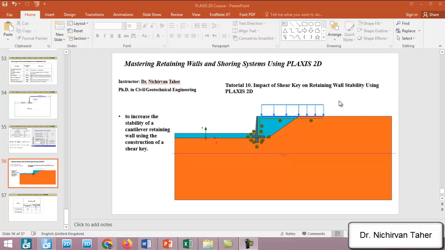So this is tutorial number 10, and in this example we are going to investigate the effect of shear key on retaining wall stability using PLAXIS 2D. If you remember in a previous example, in tutorial number 9, we investigated the effect of high surcharge load on the stability of the retaining wall, and it caused the decrease in the safety factor of the retaining wall. So the purpose of this tutorial is to increase the stability of a cantilever retaining wall using the construction of a shear key at bottom of the retaining wall.